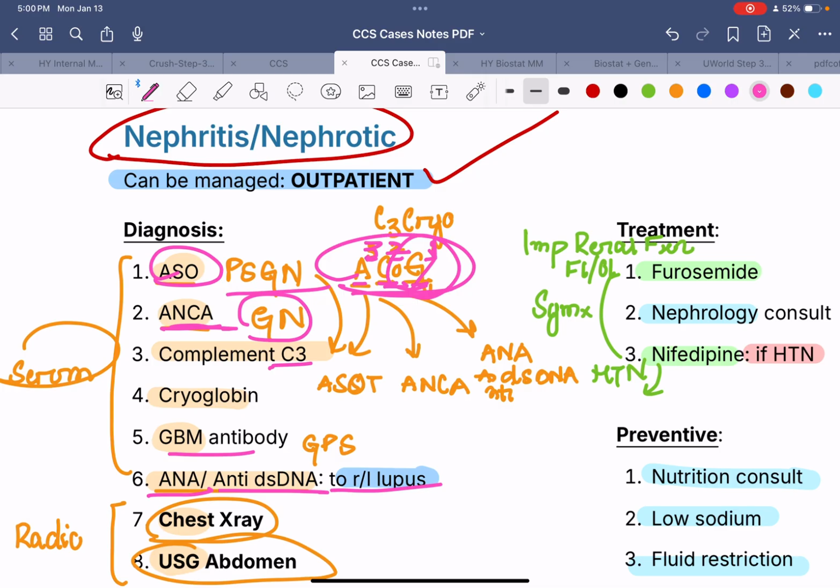A3 includes ASO titers, ANCA, along with an ANA or anti-dsDNA. C2 includes complement levels C3 and possibly C4 and cryoglobulin levels, and G is anti-GBM antibodies.